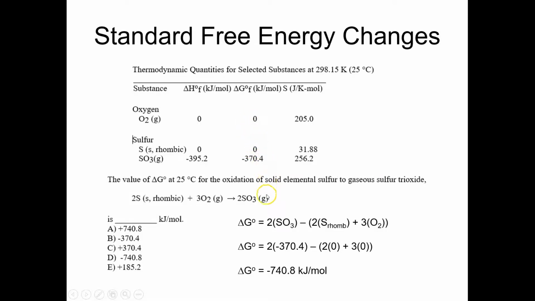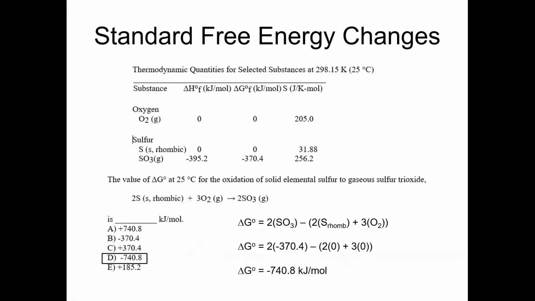And so that makes this very easy, because only one of these actually has a value, which is the standard free energy of formation of sulfur trioxide, which is negative 370.4. For oxygen and for sulfur, it's 0. And so this is a very simple equation. It's just 2 times negative 370.4, which is negative 740.8 kilojoules per mole. And therefore, the answer is going to be D, negative 740.8 kilojoules per mole.